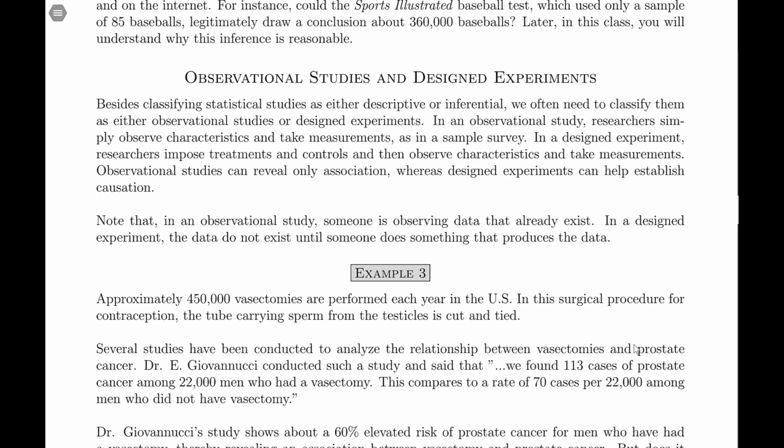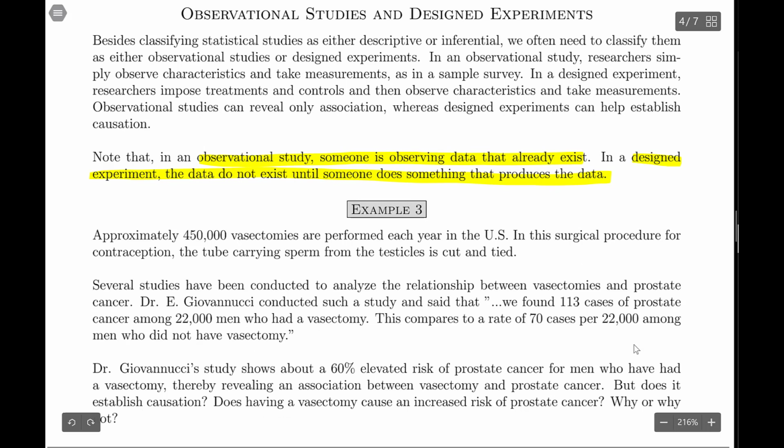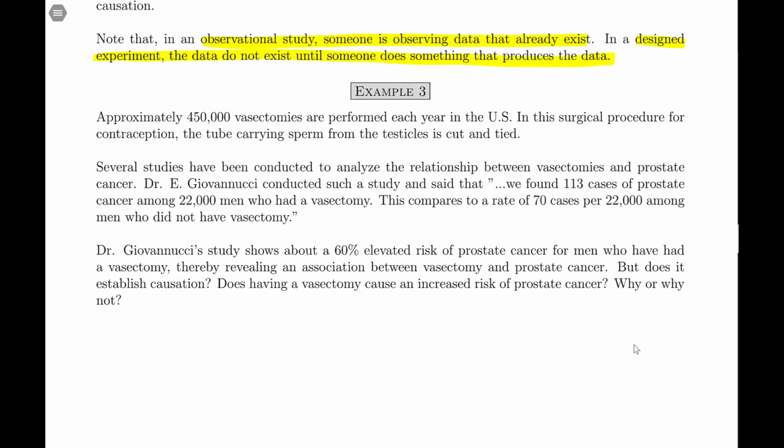So in an observational study, let's look at this right here. In an observational study, someone is observing data that already exists. In a designed experiment, the data do not exist until someone does something that produces that data. So for example 3, we're going to determine whether this is an observational study or a designed experiment. For this example, approximately 450,000 vasectomies are performed each year in the United States. And in this procedure, men are essentially rendered sterile.